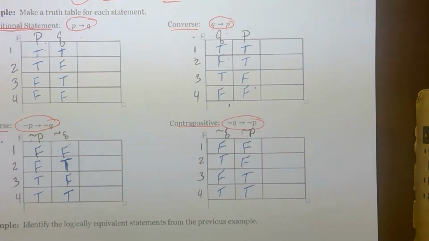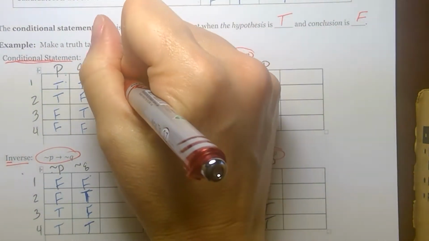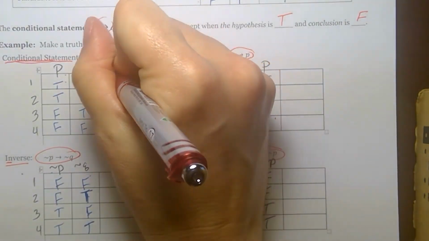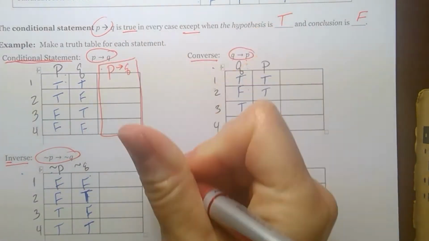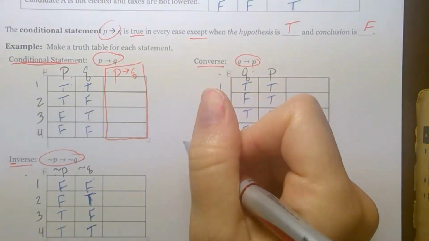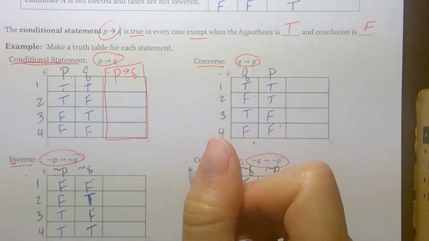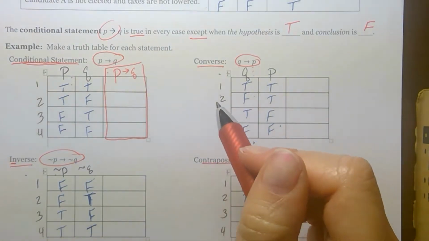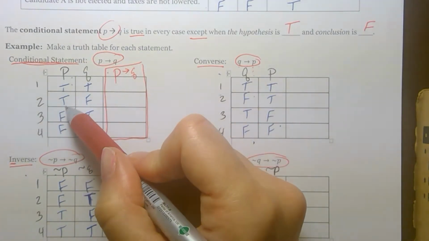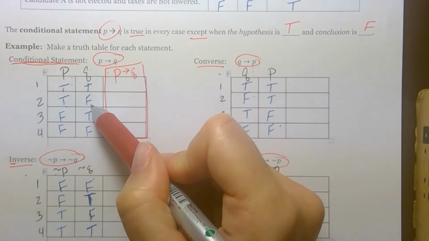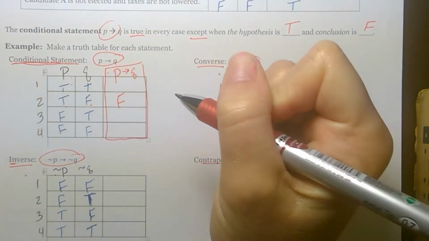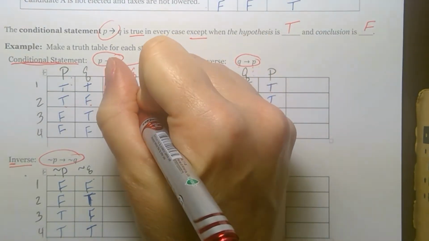Okay, now let's evaluate the truth value for if P then Q, our conditional statement first. Remember, our conditional statement is true unless it's a lie. It's a lie if the hypothesis is true, but the conclusion is false. So this is my false statement. The other 3 are true.